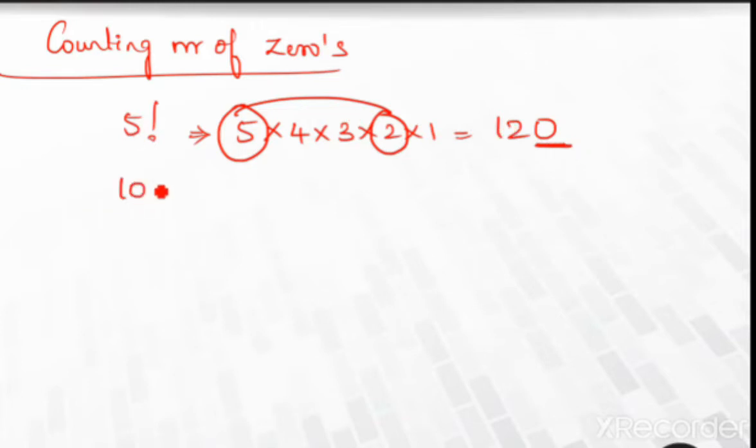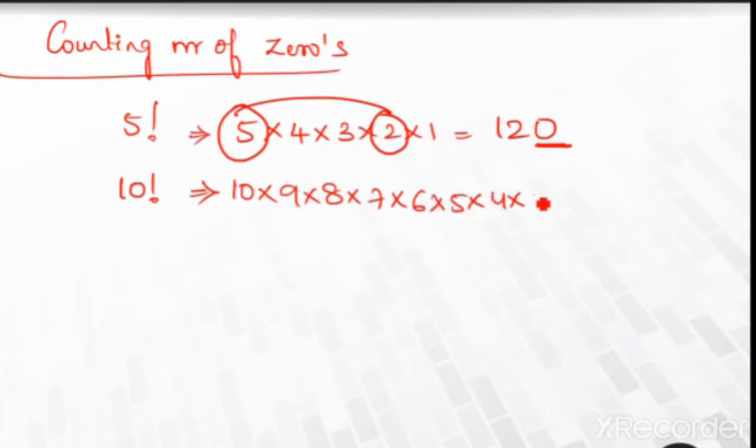Now similarly, what about 10 factorial? How many zeros are there at the end? 10 factorial is 10 into 9 into 8 into 7 into 6 into 5 into 4 into 3 into 2 into 1.